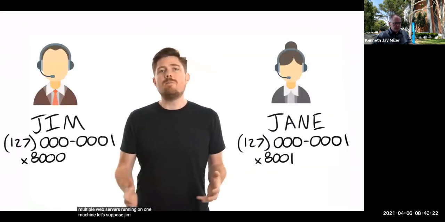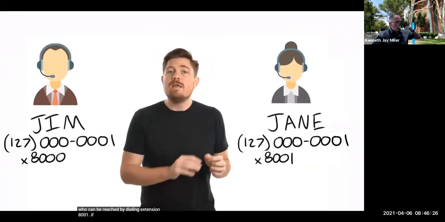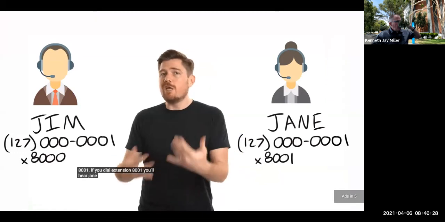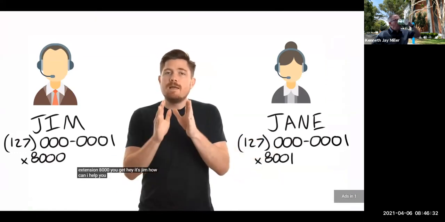Now, just like you could have multiple people working at a call center, each listening for incoming calls on a different extension, so too can you have multiple web servers running on one machine. Let's suppose Jim has a colleague named Jane, who can be reached by dialing extension 8001. If you dial extension 8001, you'll hear Jane speaking, but if you dial extension 8000, you get, "Hey, it's Jim, how can I help you?"